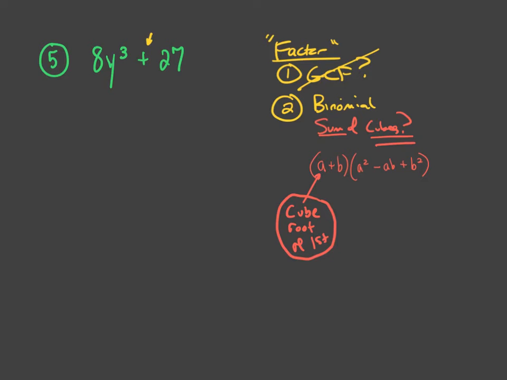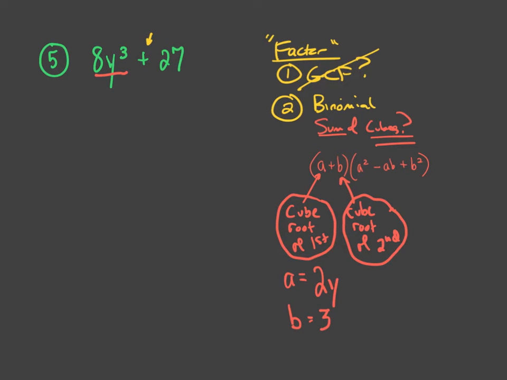And then b is the cube root of the second term. So the cube root of this 27. So a, the cube root of the first, the cube root of 8 is 2. 2 times 2 times 2 is what makes 8. And we also have to consider the y cubed part. So the cube root of y cubed is just y. Y times y times y makes y cubed. And then b is the cube root of 27. Cube root of that is 3.